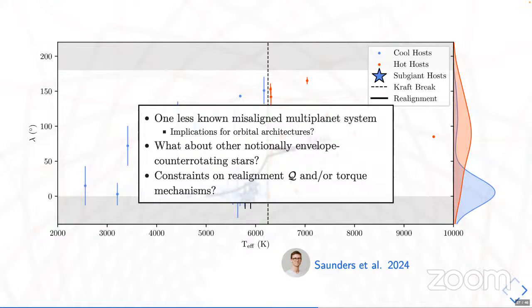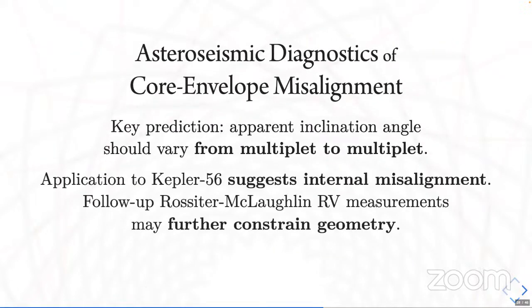The other thing that we might want to revisit with this in mind is the fact that essentially every other constraint of spin orbit misalignment that we have relies on measurements of surface rotation, right? And seismology gives us internal rotation. So it may very well be that the population of internally spin misaligned stars is larger than we might suspect. So I've run out of time, so I will leave it here. Thanks for your attention.